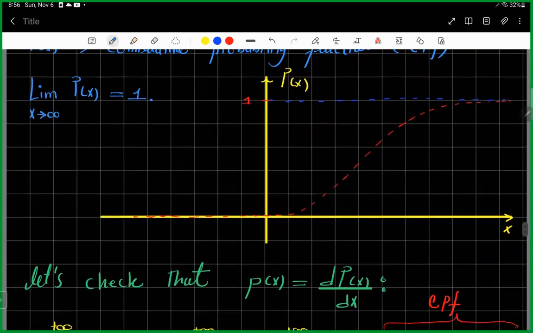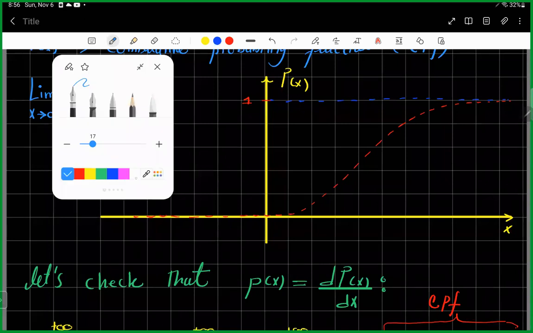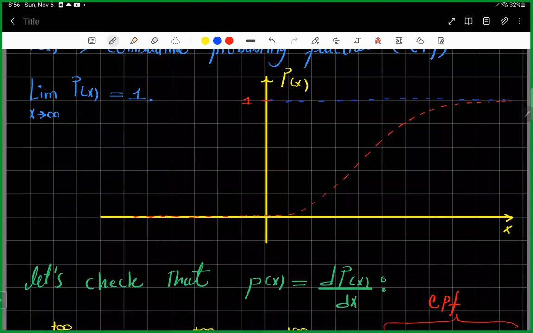So then here, I can draw a probability density function. It could be something like this. It is not restricted to be equal to 1 anywhere. It's just that its integration is restricted, which is a different thing. Okay.